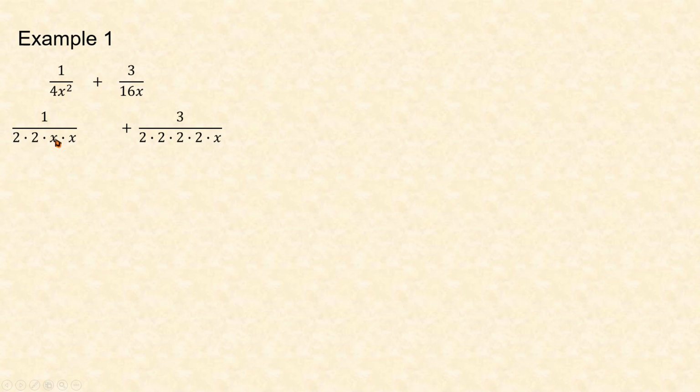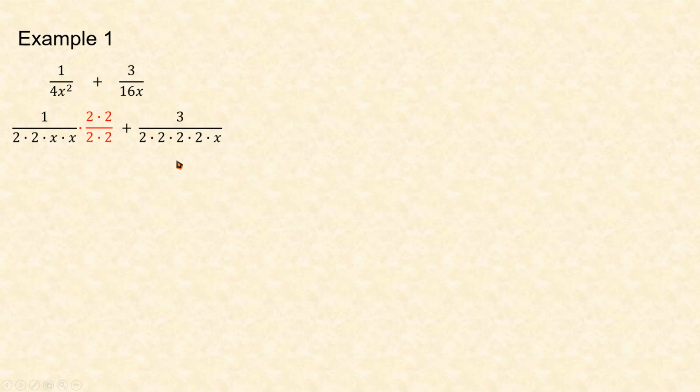Right, now I start with the 2's. Look at the first one here. It has 2 2's, but the other one has 4 2's. That means I need 2 more 2's. So I multiply by 2 times 2. I look at the x's. It has 2 x's. This one has only 1. So basically, I don't need any more x's. So I'm done there. I multiply the first one by 2 times 2.